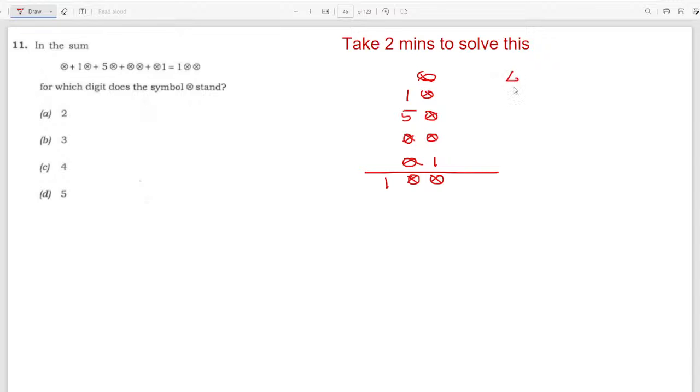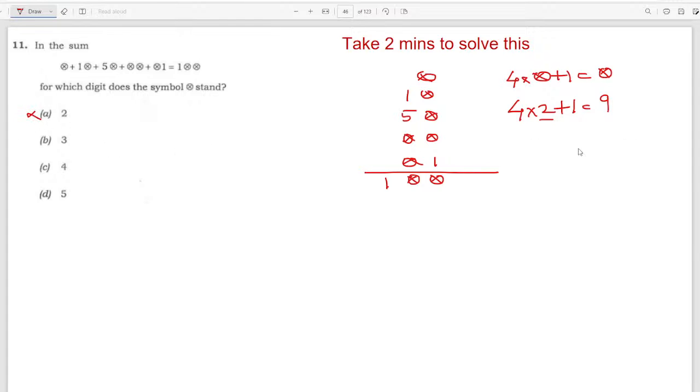So 4 times the symbol plus 1 would give you the symbol itself. So we'll just check with the options. First option is 2. We have 4 into 2 plus 1. This is equal to 8 plus 1, 9. So this is not the correct answer because we need 2 here. The same digit should be here.